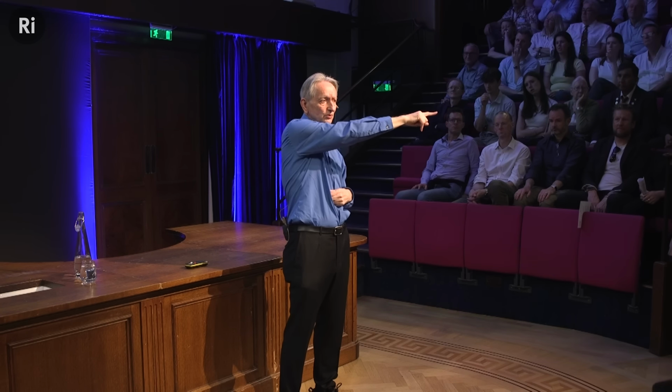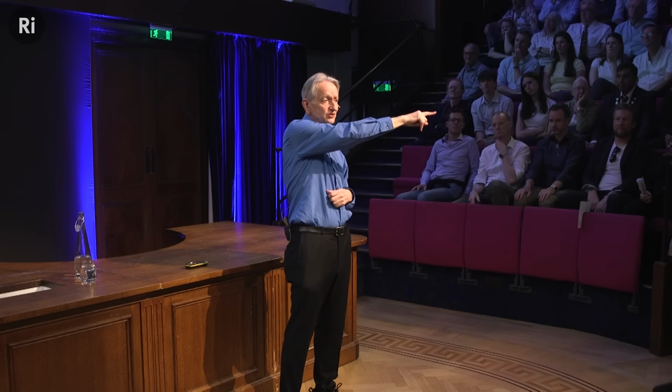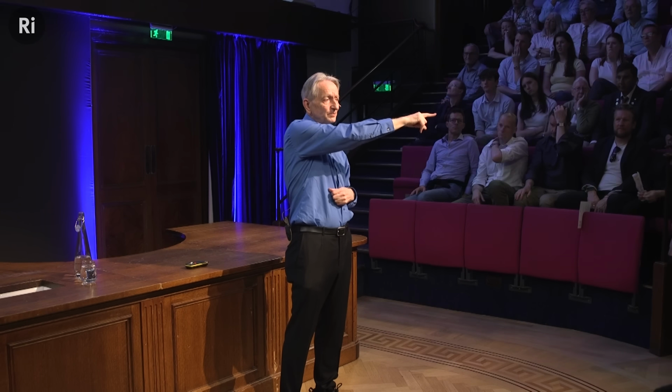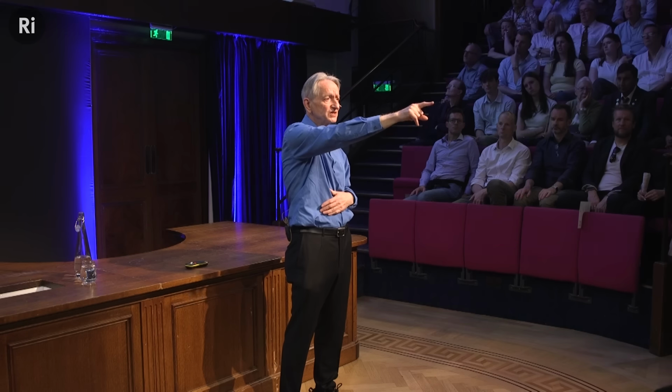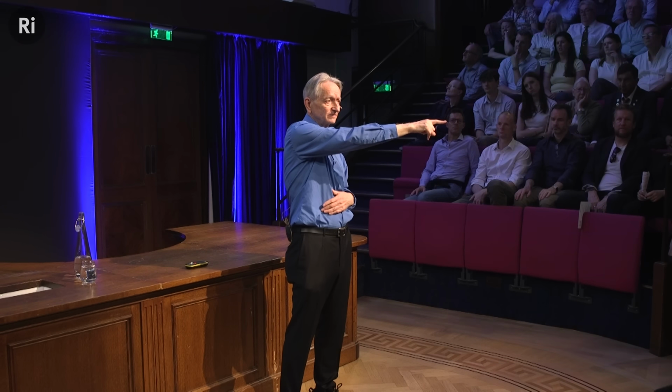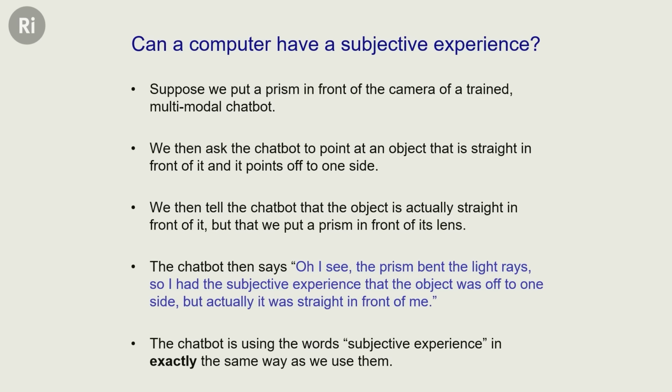And I say, no, that's not where the object is. The object is actually straight in front of you, but I put a prism in front of your lens. And the chatbot says, oh, I see. The prism bent the light rays, so the object's actually there, but I had the subjective experience that it was over there. Now, if it uses the words subjective experience in that way, it's using them exactly like we use them. So a chatbot that said that would have had the subjective experience that it was there.